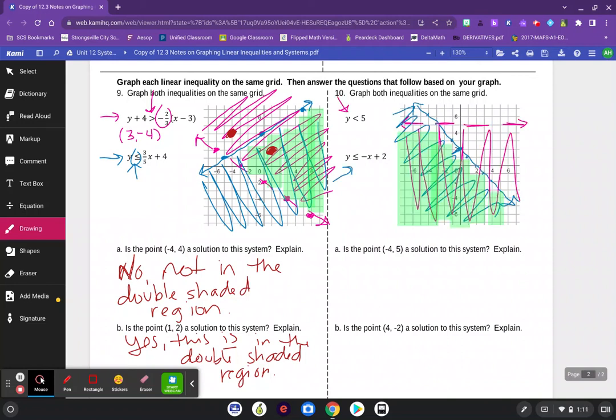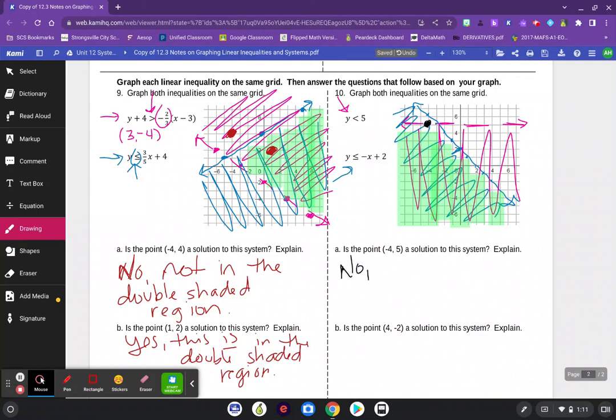So here's what your graph should look like. You should have a dashed line for the horizontal line, that first line there, and you should have a solid line for the second line that's in slope-intercept form. All right, it says, is the point (-4, 5) a solution? So (-4, 5) puts me right here. I've got my black dot going, and that's on a dashed line. So remember, we said no.